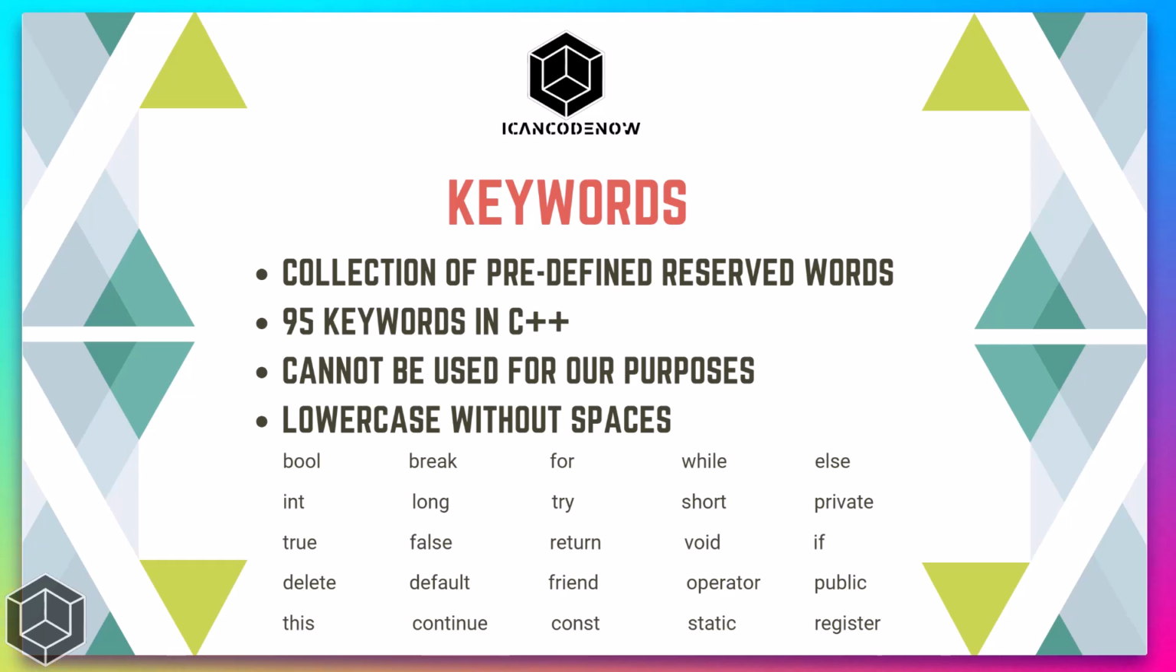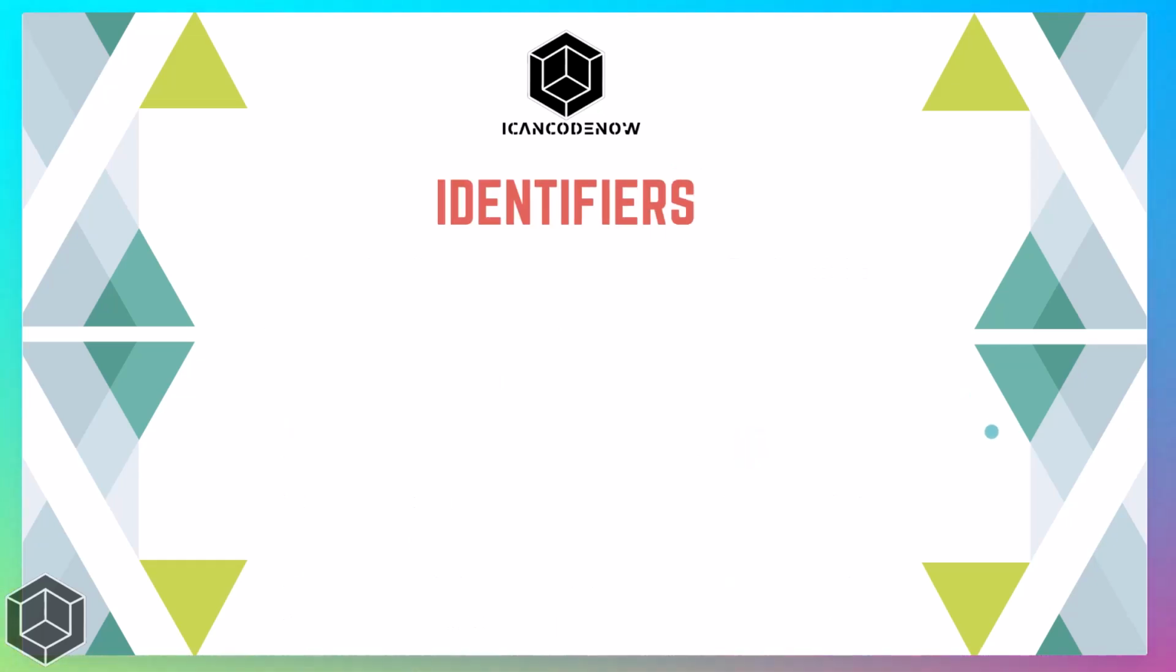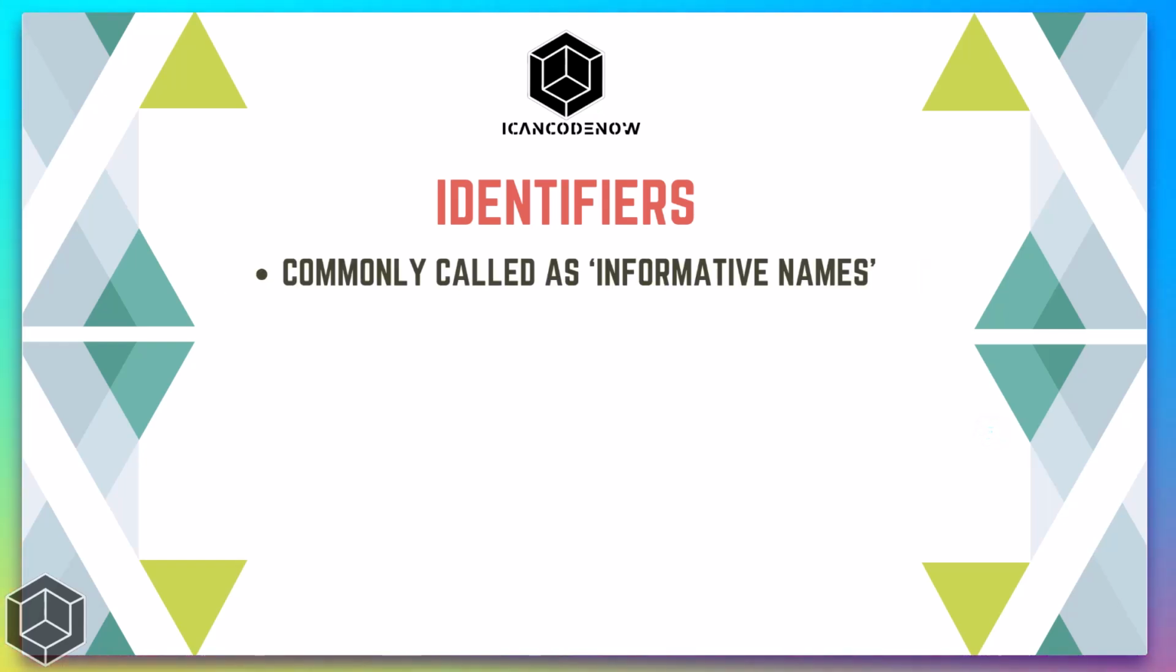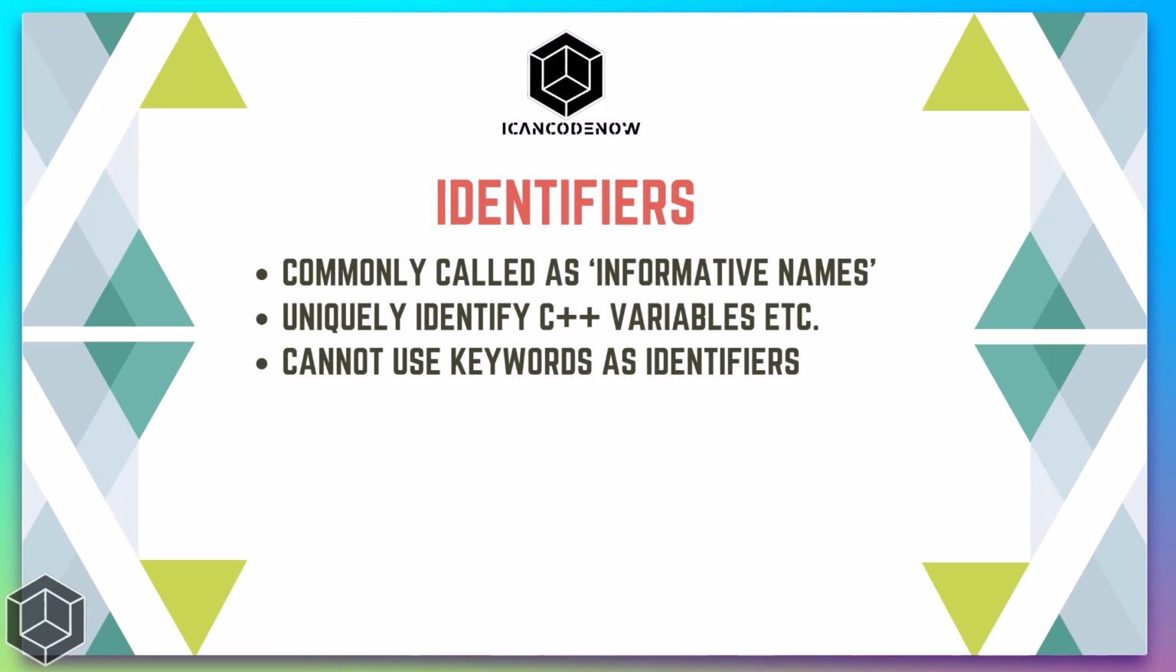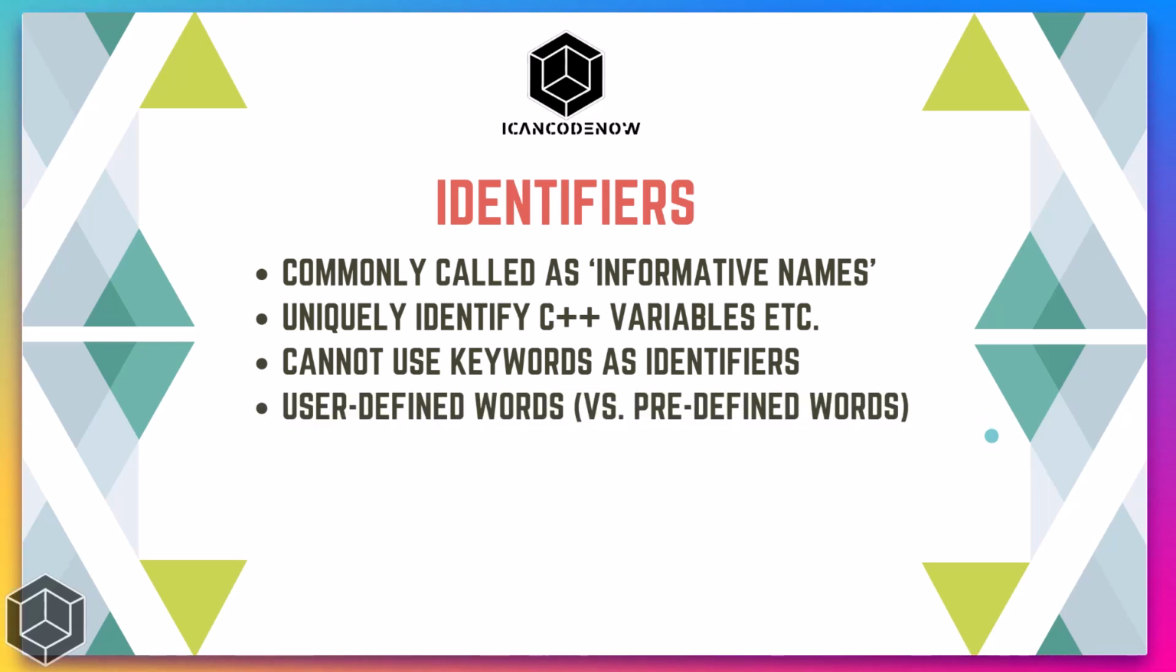Now let's take a moment to review identifiers. Identifiers are informative, typically short names that uniquely identify C++ variables, functions, classes, and other entities. Keywords cannot be used as identifiers because identifiers are user-defined words, whereas keywords are predefined words used for specific purposes. Identifiers follow the same rules as those for creating variables. Let's write some code, utilize keywords, and create identifiers.